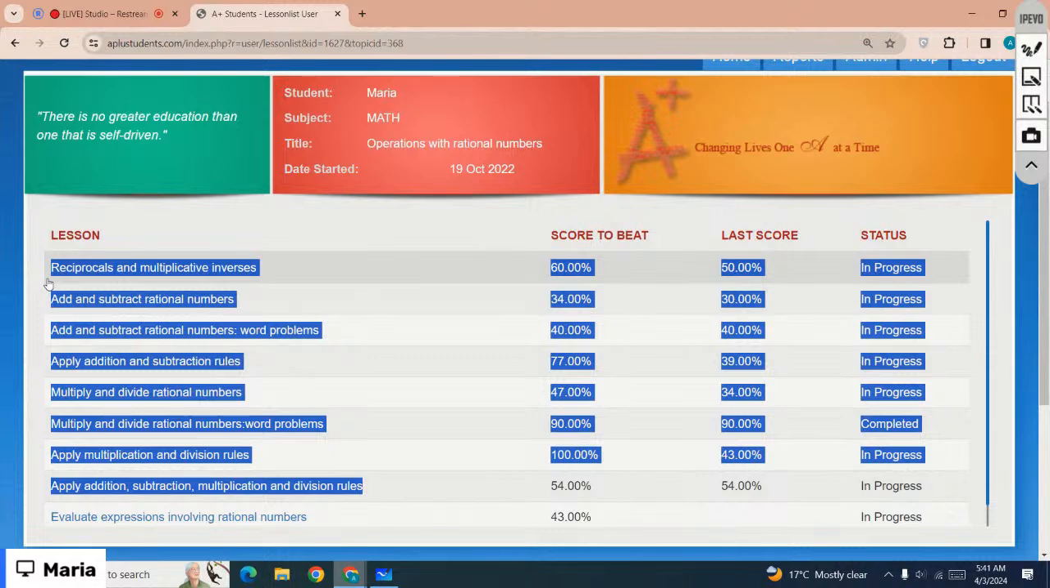And the last lesson, apply addition, subtraction, multiplication, and division, you have to do on your own, right? These are the lessons we have covered. So if you have any questions related to the lessons we have just finished, please ask. I'm here to answer all your questions and confusions if you have any.